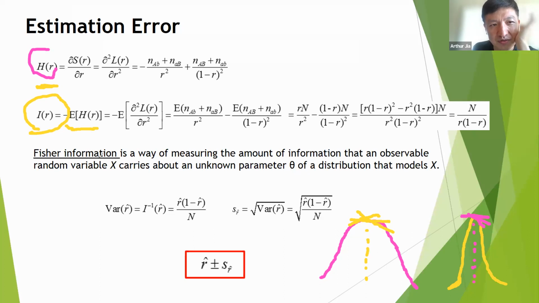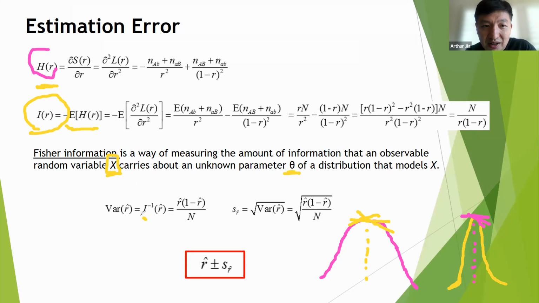So we call this Fisher's information. It is a way of measuring the amount of information that an observed random variable X carries. Here, X means the number of successes. We want to use this to measure the amount of information that this random variable carries about unknown parameters. Here we want to estimate R, using the number of progeny in the recombinant category, and what the data can carry about the unknown parameter R.